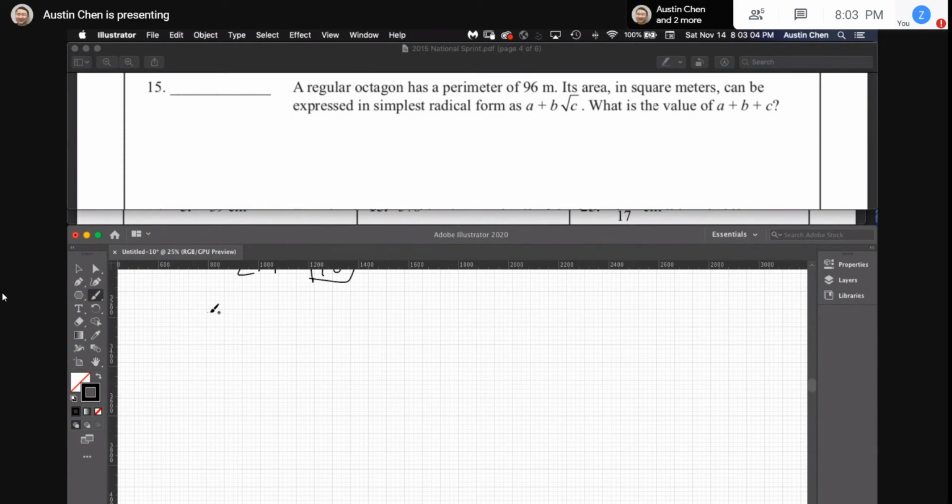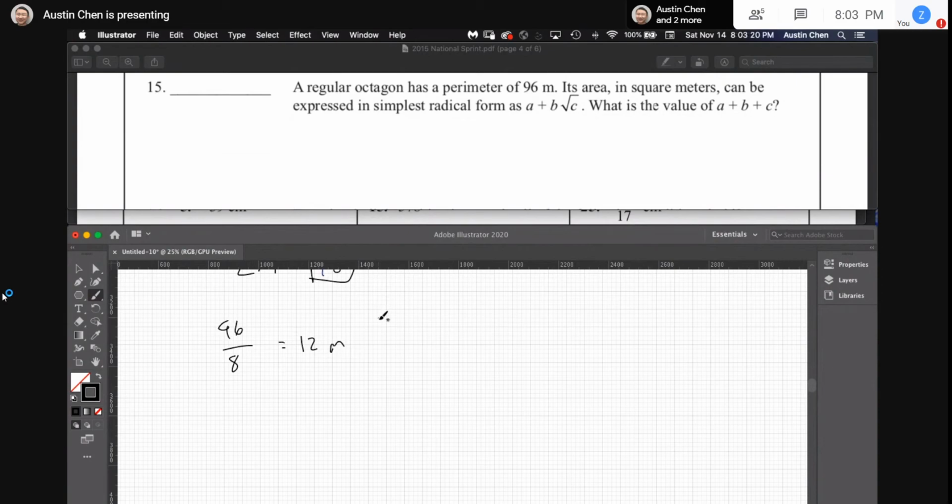All right, so what we should do here is just go ahead and get its side length. Because we have a regular octagon, all of its sides are going to be the same, and we know the perimeter, right? So then the side is just going to be 96 over 8, which is just 12 meters.